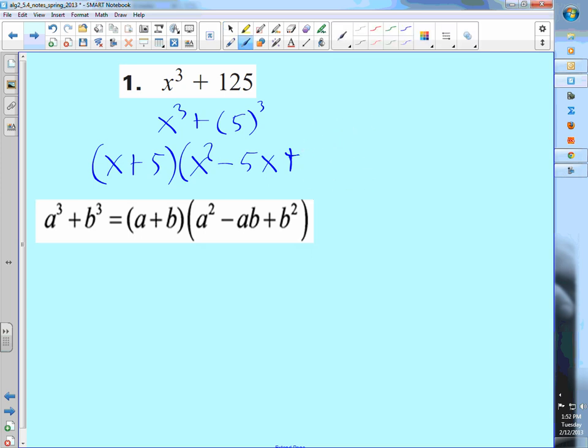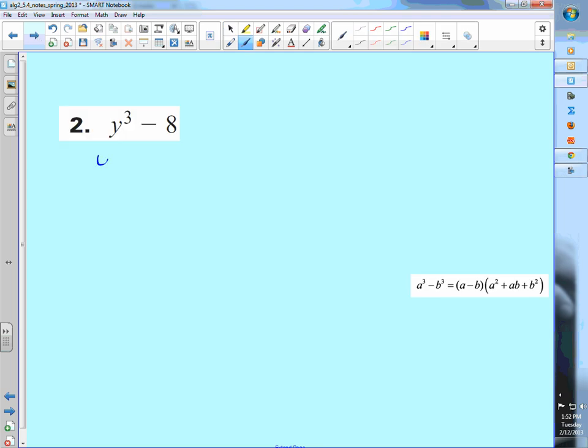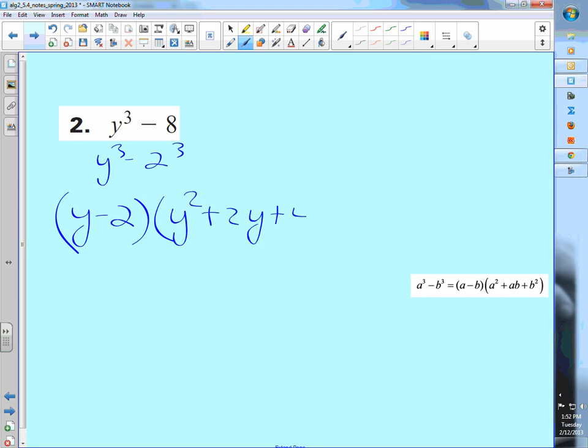All right. Penmanship issues. Okay? y cubed minus 2 cubed. y minus 2, first minus second. First squared plus 2y plus 4. This is a difference of two cubes.